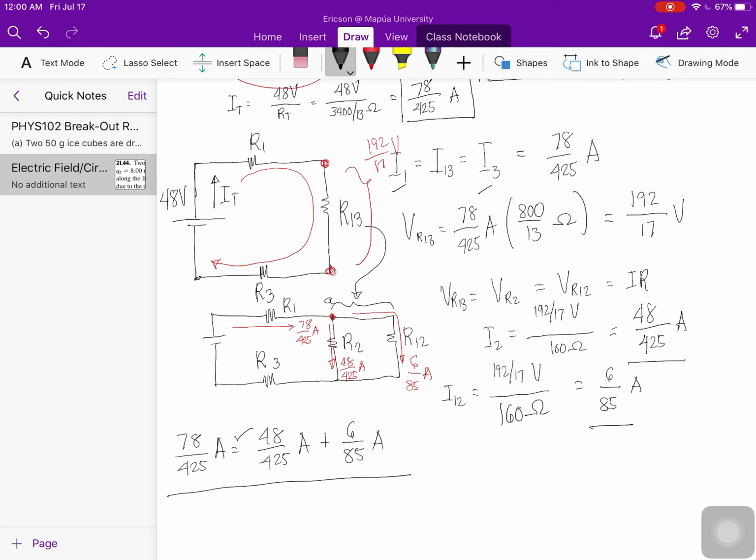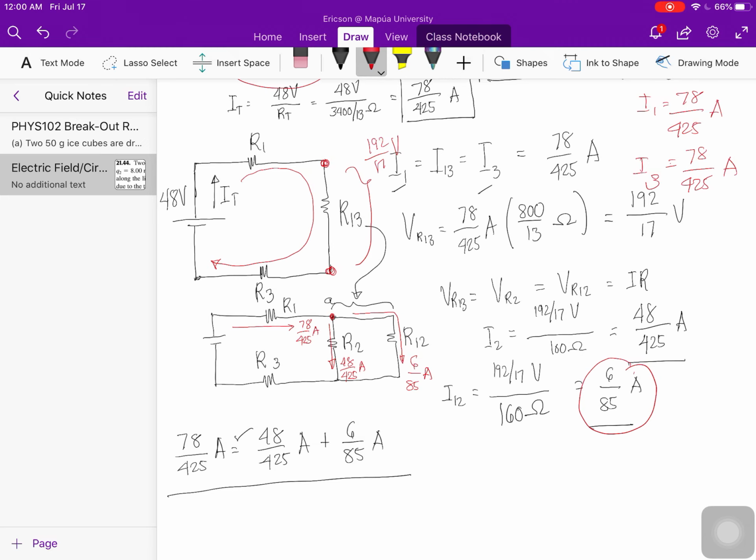So, meron ka ng I2. So, box natin lahat ng may sagot na tayo. We have I1. Okay, I1 equals 78 over 425. Okay, I3 rather, 78 over 425 also. Okay, I2 is 6 over 85 amperes.